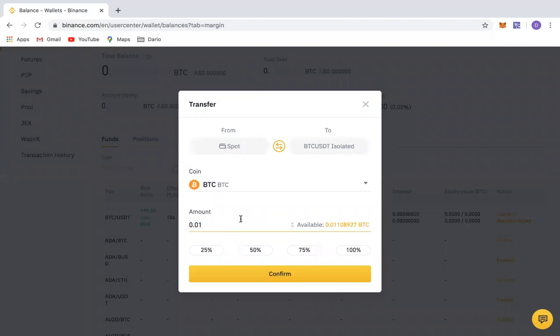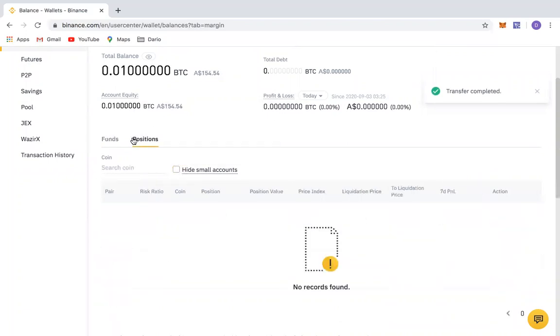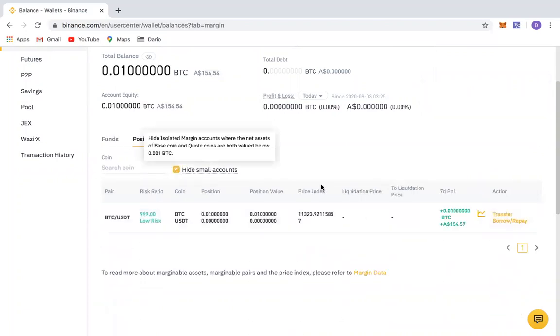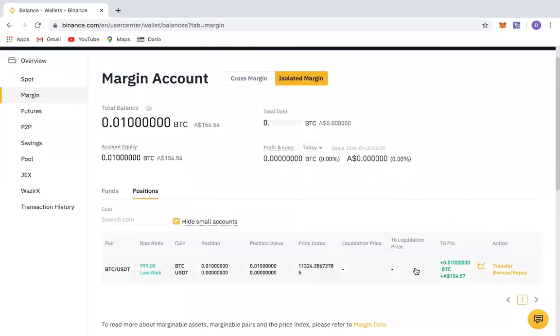Let's just do 0.01, whatever. And we're going to look in positions, all right? And you can see BTC USD position value is 0.1. So that means I just have 0.1 Bitcoin in this account. That's it. It's not in a trade.